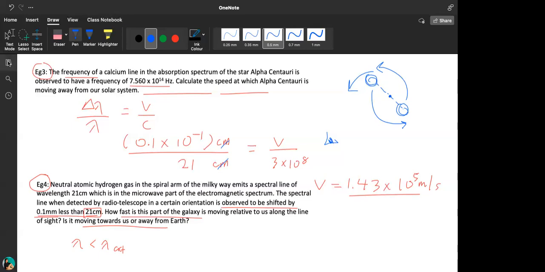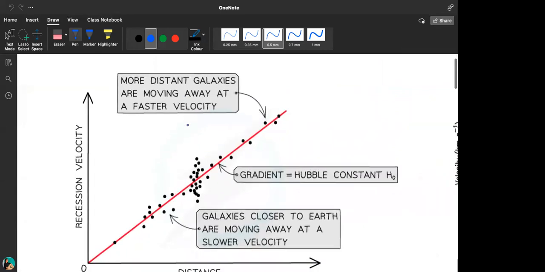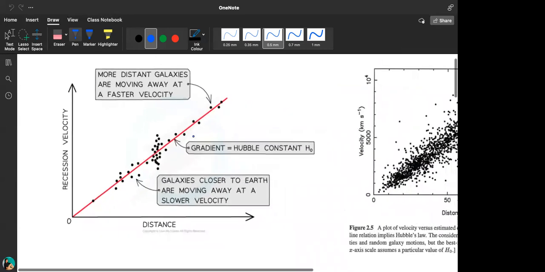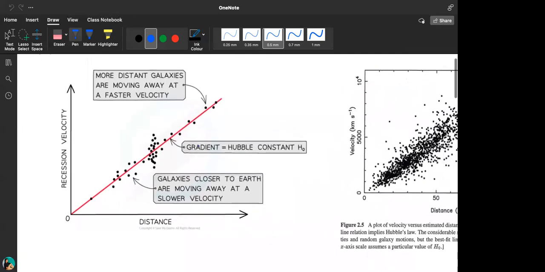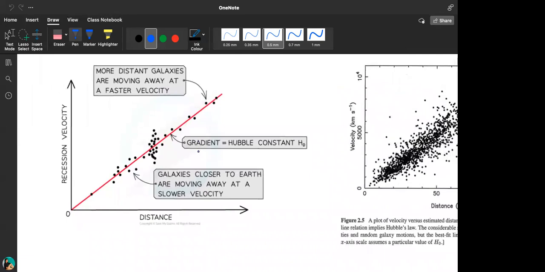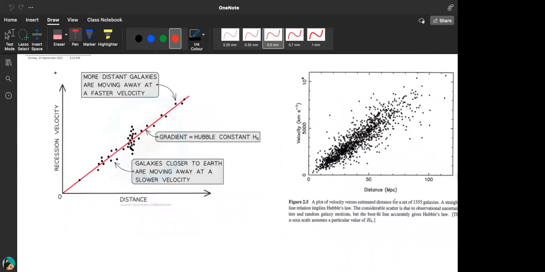Okay, next one. Okay, now this one we look at Hubble's law.